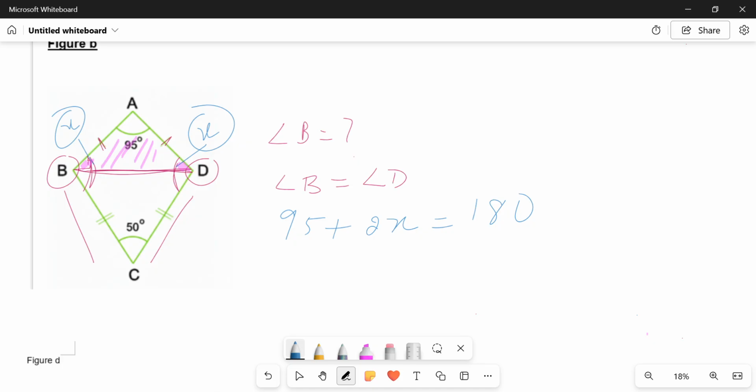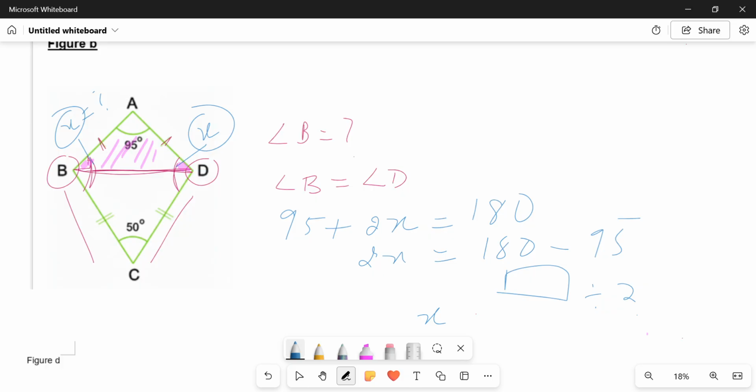Because the sum of a triangle is 180 degrees, 2X equals 180 degrees minus 95 degrees. Whatever your answer comes to, you need to divide it by 2. Then you will get X, the value of X here.